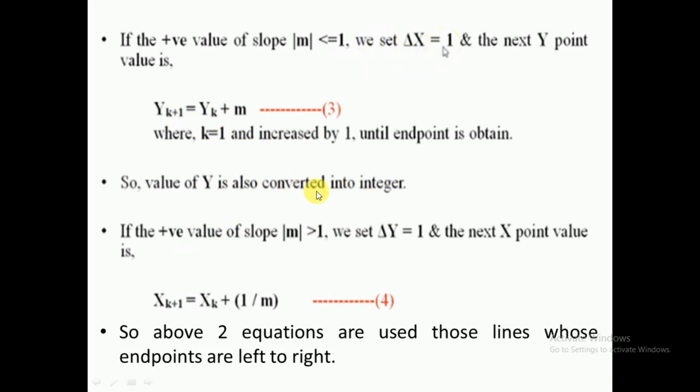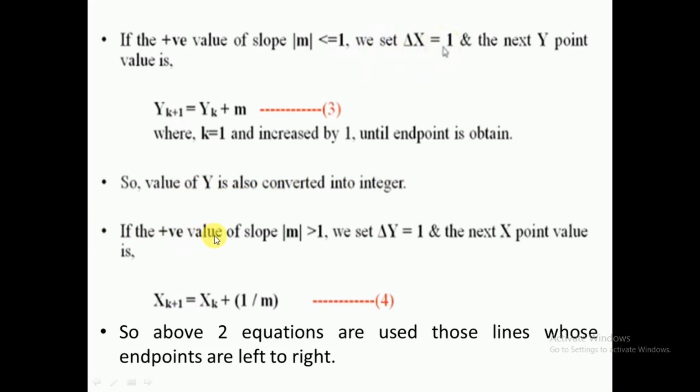But ultimately you will get a floating point result here, because m is delta y by delta x. Definitely that is a floating point operation. Floating point operations will take more time, right? Then we have to convert y into integer. To convert y into integer, definitely we have to do some operations, right?